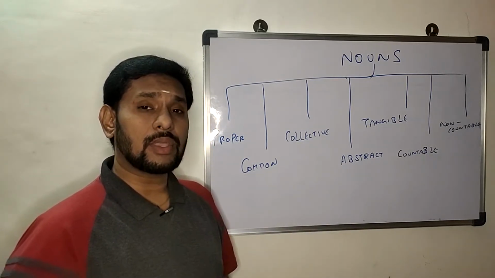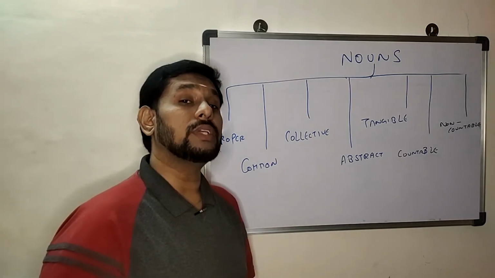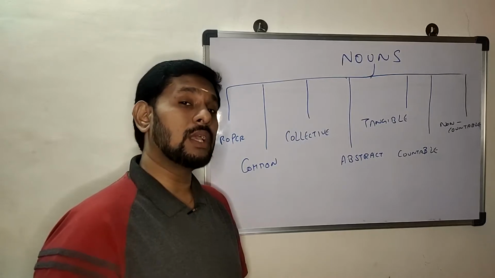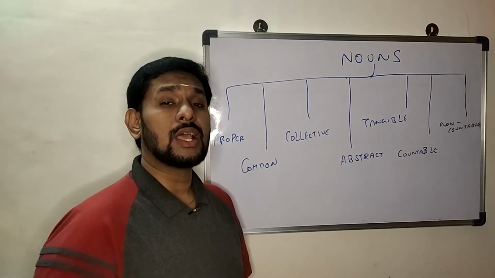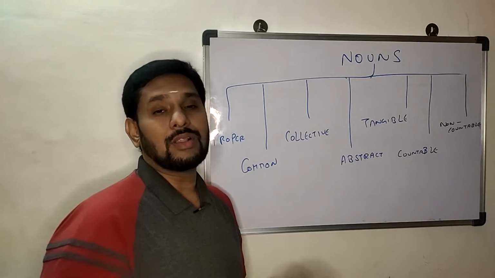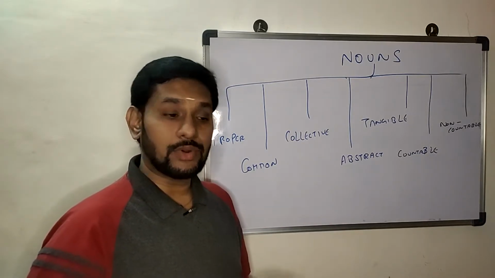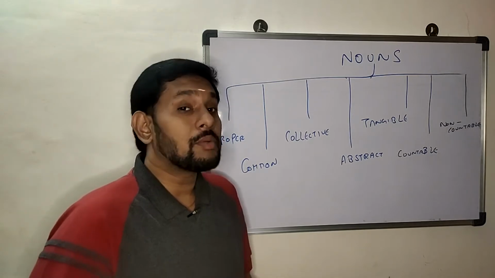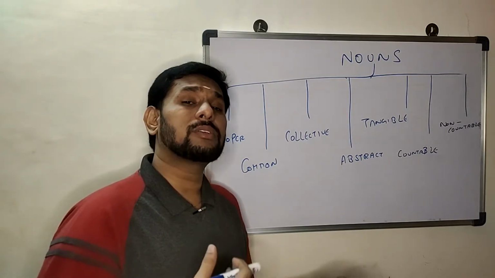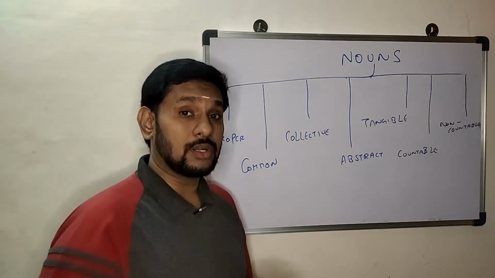Abstract noun is something that I will be able to feel, however, I cannot touch it. That is the reason most of your emotions or states of being all come under abstract noun. For example, when I say I'm sad or I'm happy, all right? So happy here is an abstract noun because I'm able to feel it, however, I cannot touch it, right?